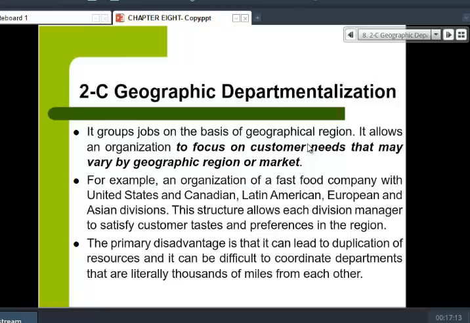Who doesn't know KFC? We have a McDonald's. So the product here has been distributed according to the geographical place. So we have a KFC in Malaysia, we have a KFC in Canada, we have a KFC in Saudi Arabia, we have a KFC in Emirates. So this depends on the geographical departments. This structure also will allow each division or manager to satisfy the customer's taste and preference in that region.